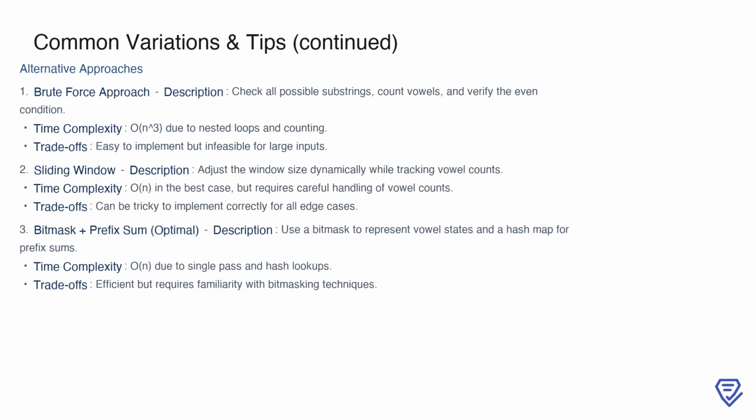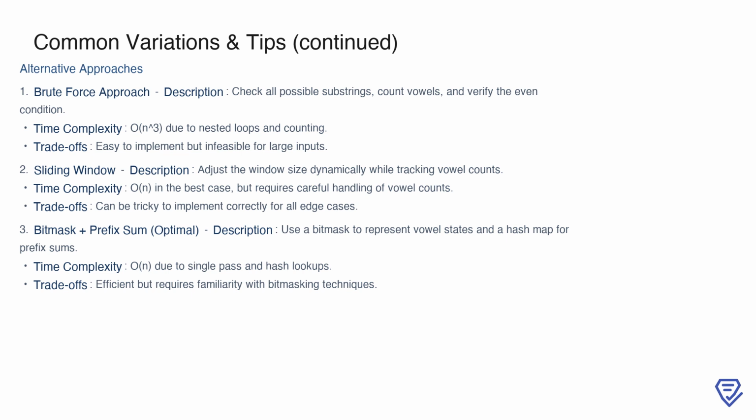Finally, let's look at some alternative approaches to solving this problem. The brute force approach involves checking all possible substrings, counting the vowels in each, and verifying whether their counts are even. While this method is straightforward, its O(n^3) time complexity makes it unsuitable for larger inputs. A better option is the sliding window method, where you dynamically adjust the window size and track vowel counts as you move through the string. This can achieve O(n) time complexity in the best case, but it requires careful implementation to handle edge cases correctly.